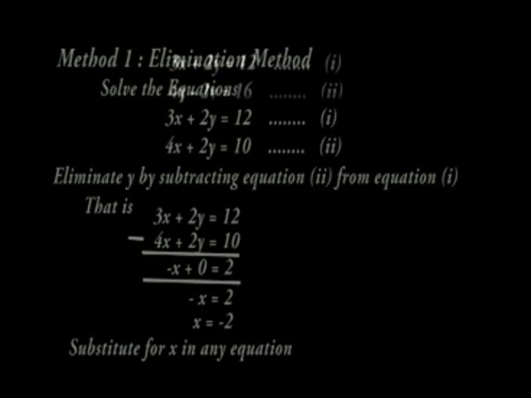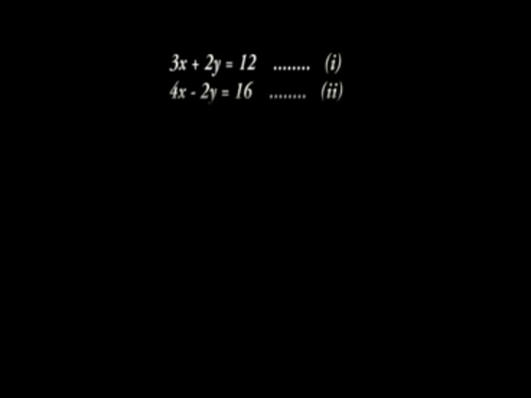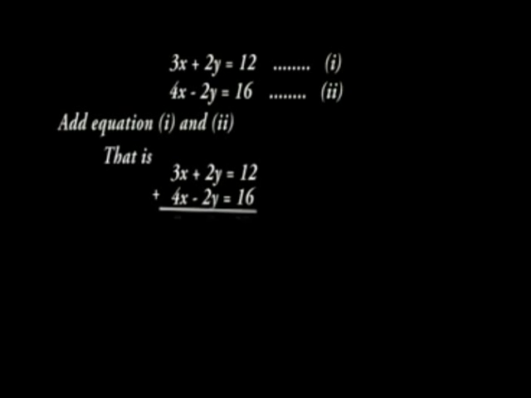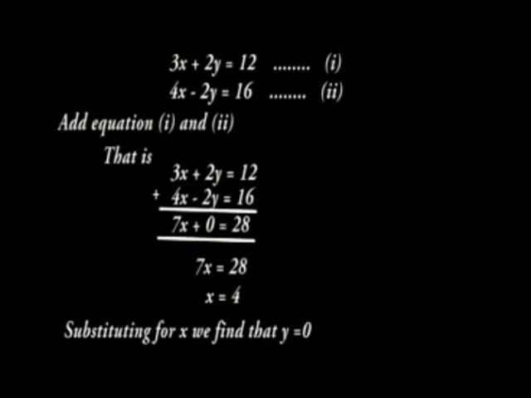Suppose we had 3x plus 2y equals 12 and 4x minus 2y equals 16. In this case, for us to eliminate y, we must add equation 1 and equation 2 and not subtract. That is 3x plus 2y equals 12 plus 4x minus 2y equals 16, and we shall get 7x is 28 and x is 4. Substituting, we find y is equal to 0.